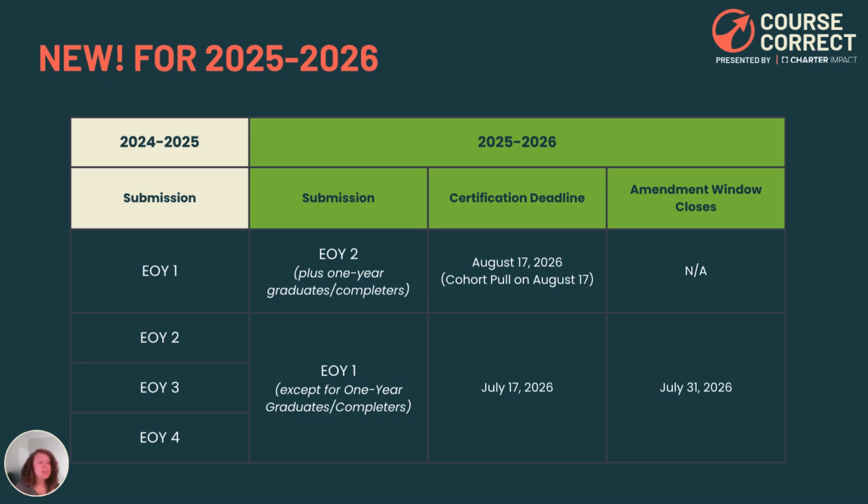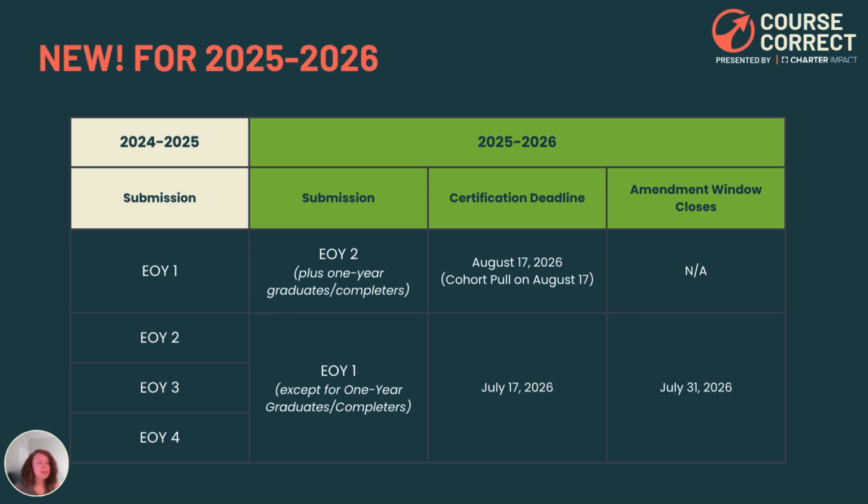The deadline for the end of year 1 window is going to be July 17th. That's basically the same as it is now, mid to late July. Then it'll have an amendment window, and the amendment window will close on July 31st. That's kind of the same as it is now. End of year 2, those secondary outcomes, that certification deadline will be later. It'll be August 17th, and they will pull the cohort data on August 17th.